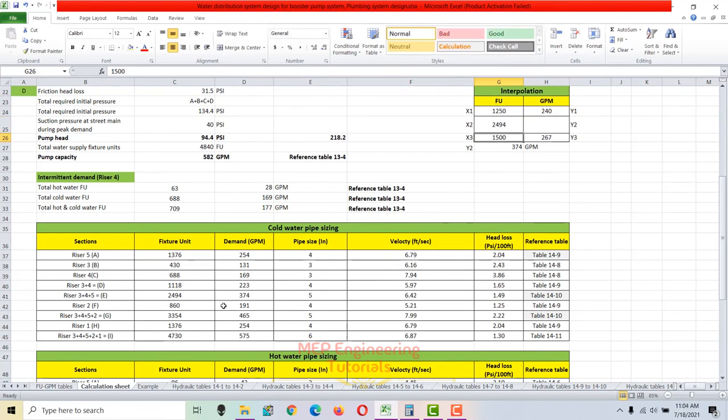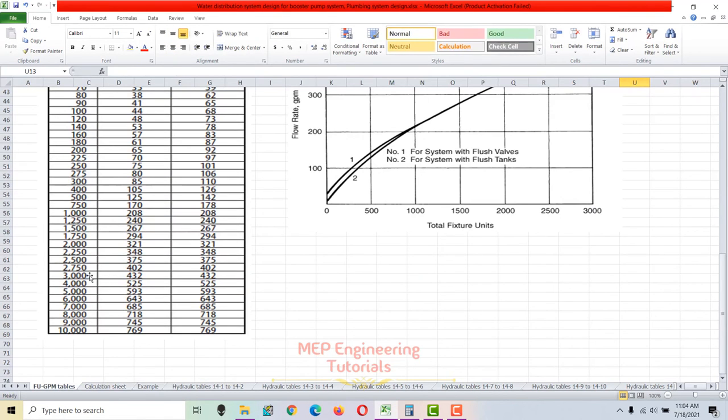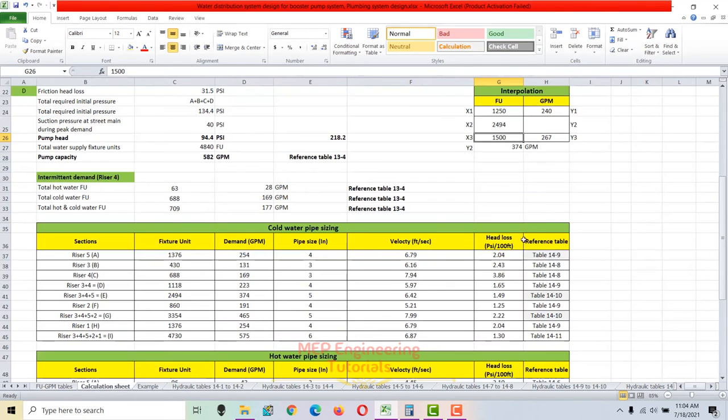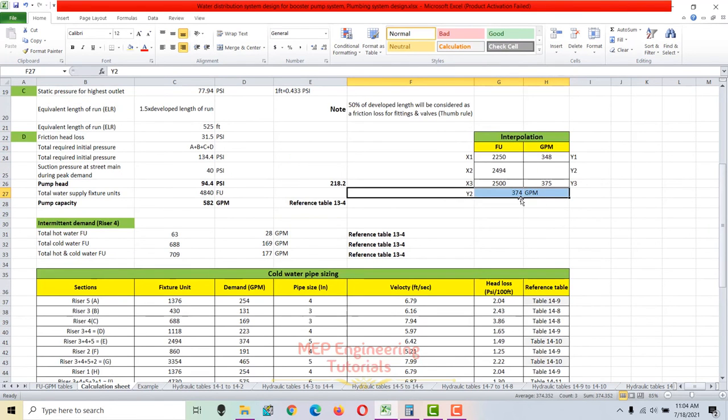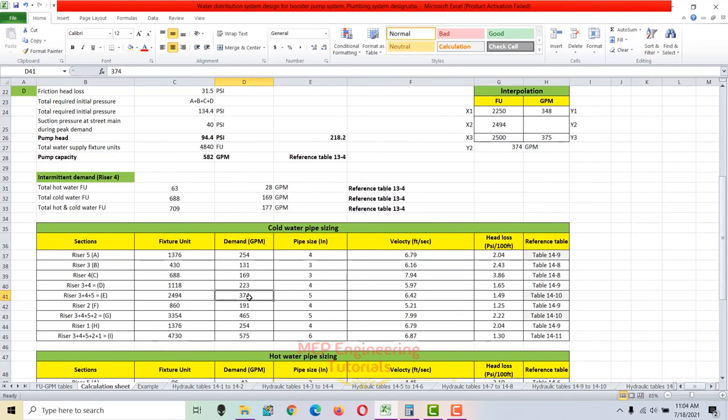For 2494, if we go here and check, we have 2250 and 2500. So for 2250 fixture units, we have 348, and for 2500 fixture units, we have 375. So how much is the GPM calculated if we have a fixture unit of 2494? Using the interpolation formula, the GPM calculated is 374 GPM. So we have right here 374 GPM.